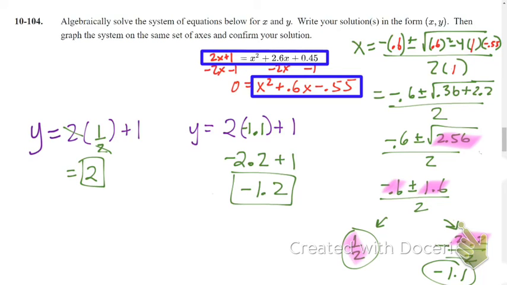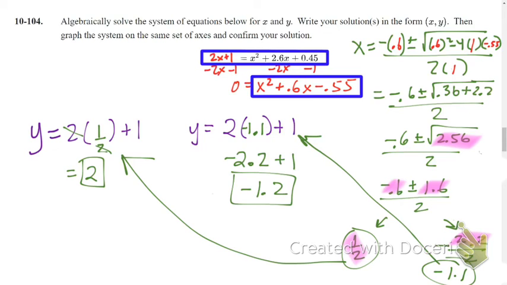I'm going to take that, plug it into my two equations. The same equation, just do it two different times, once for each variable, and I'm going to get my y values. So again, I chose the easier equation to plug it back into. I'm not going to plug it back into that quadratic equation because it would be a lot more work. So my answer is 1/2 comma 2 and negative 1.1 comma negative 1.2, and those are where my two graphs will intersect.